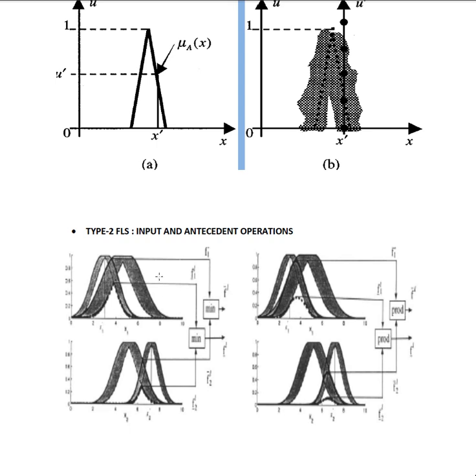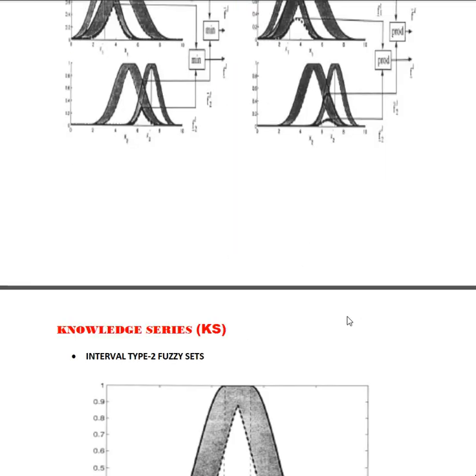So here, in the case of antecedent operations under the type 2 fuzzy set, you have to take these factors into consideration. Wherever the intersection point comes and its corresponding membership function is generated, the minimum operation has to be taken for the lower membership functions and the upper membership functions.